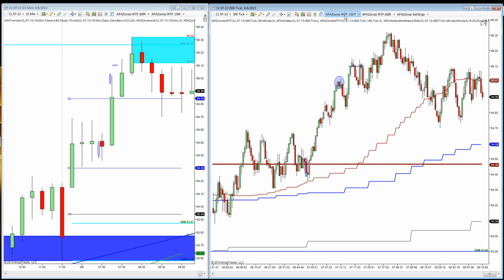I am planning to come out with an Apazones 4, which I won't get into too much detail on right now. But inside the generations package, with the MTF multiple time frame tool, which I recommend everybody use just because it saves so much chart space and time in looking at your charts, and screen real estate.